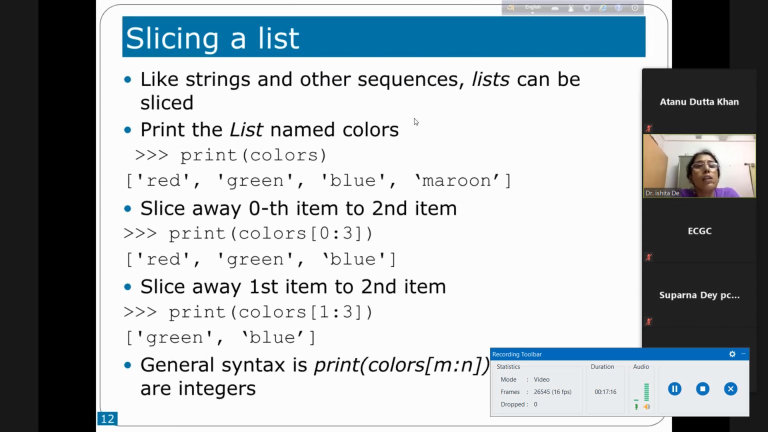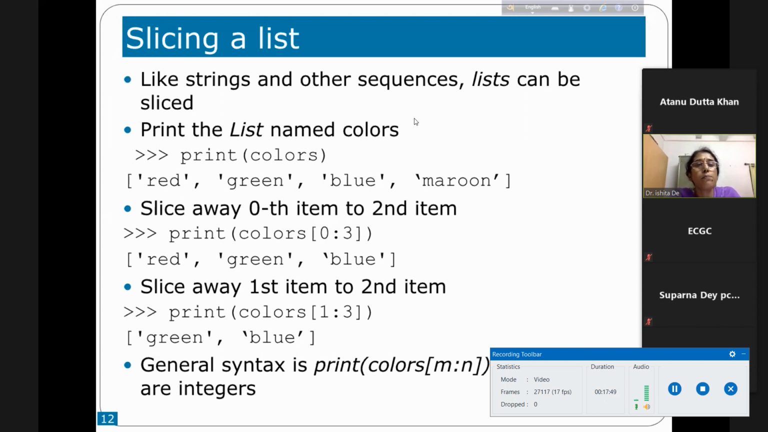Now, lists can be sliced. What does that mean? Sliced means they can be truncated, or a piece of them can be taken. Slice means piece. We take a slice of cake, a slice of a fruit. Similarly, a slice of a list can be taken out by using a very simple command. I will show it now.